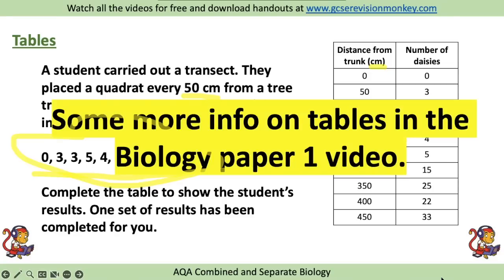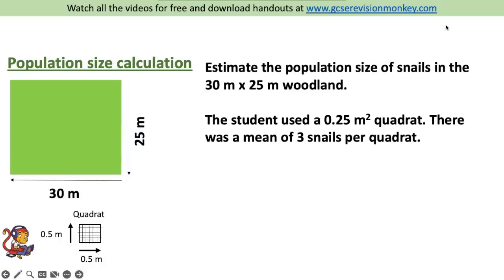But again, there's more on tables in paper 1. If you didn't get to watch that video, have a look back and watch those first few minutes. 10% of biology paper 2 is going to be calculations.